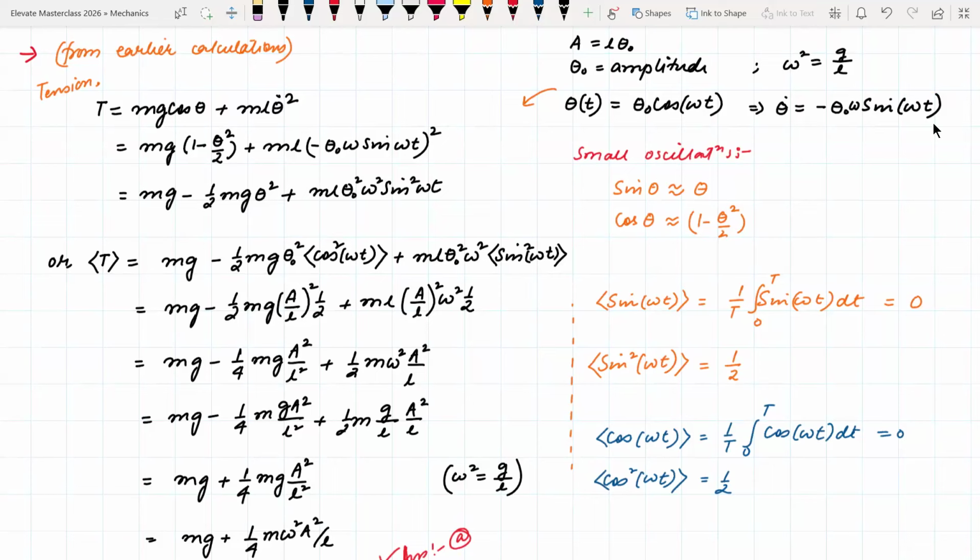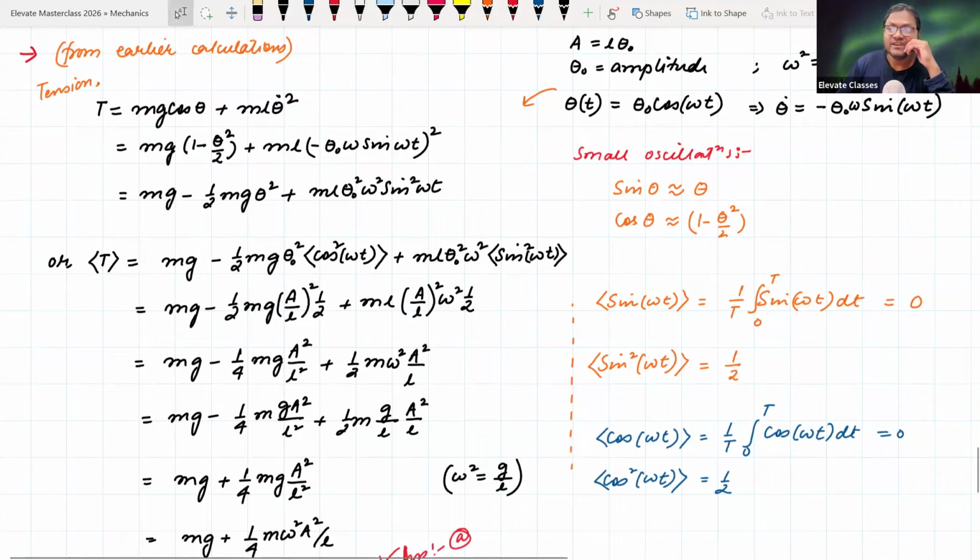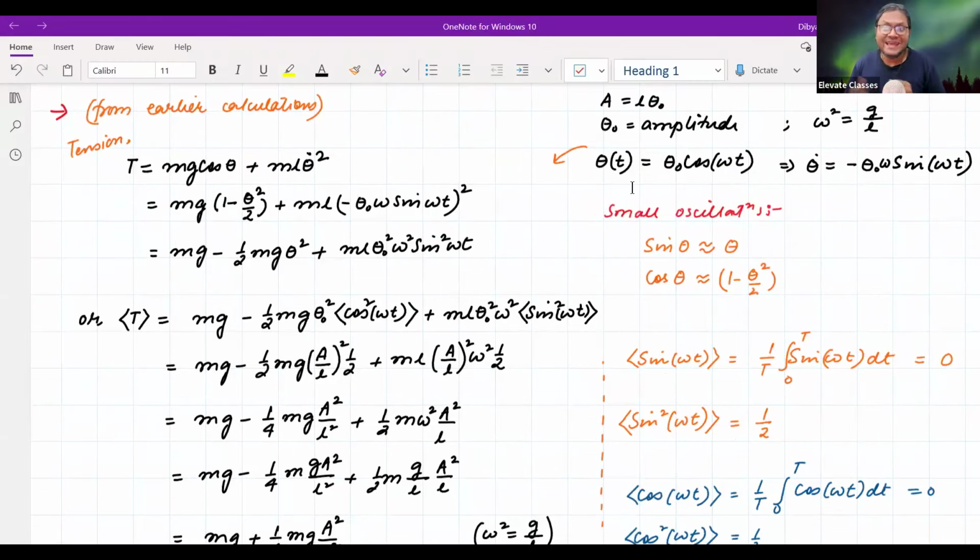Sir, is this very often in calculation? Yes, see, I will give you a general rule. The general rule is very simple: if you want to apply small angle approximation at the very end, then you can apply cos theta is equal to 1. But if you do it at the very beginning, then you take 1 minus theta square by 2.